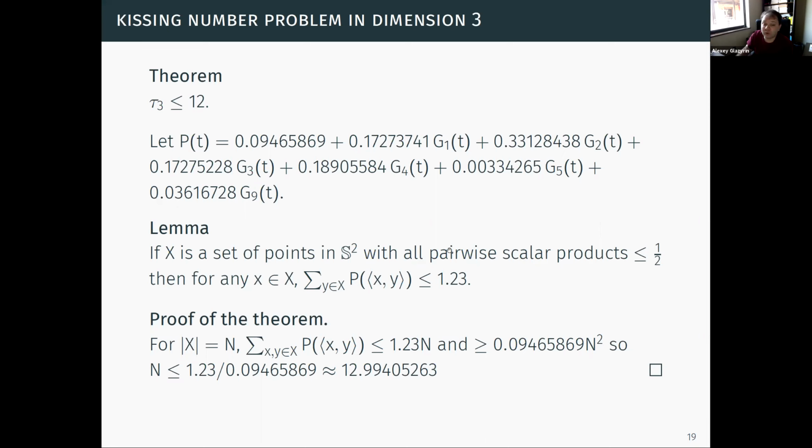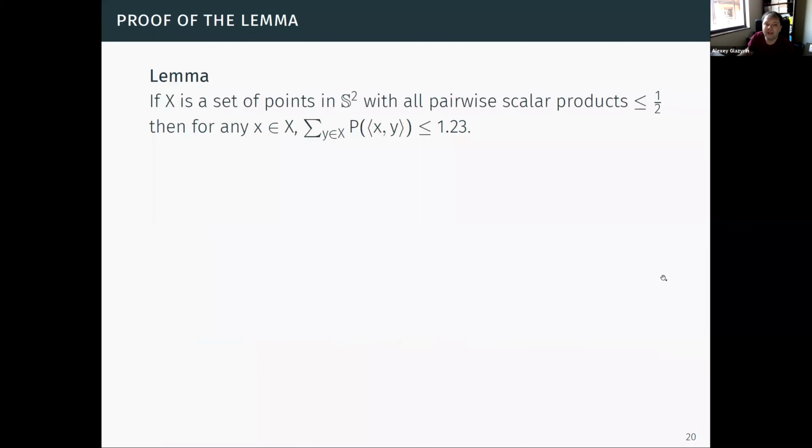Okay, so we're left with this lemma. We would like to prove this lemma. So again, we have a set of points. All scalar products are no greater than 1/2. We would like to show that the values of this polynomial at scalar products is no greater than 1.23 for a given point x. Okay, so this is the lemma we would like to prove.